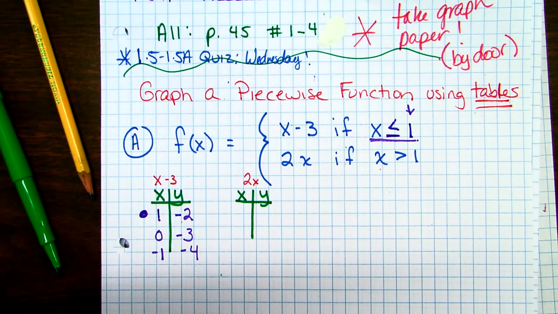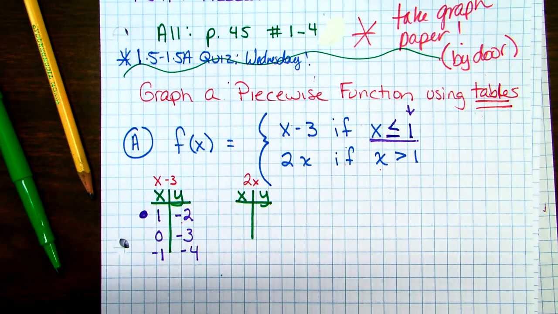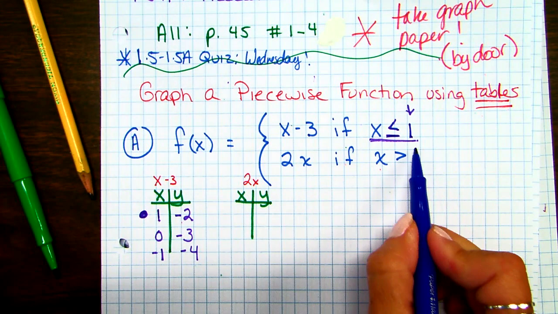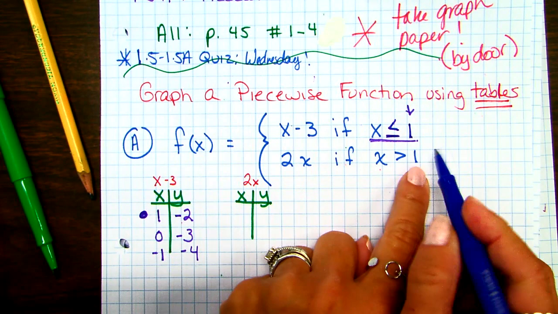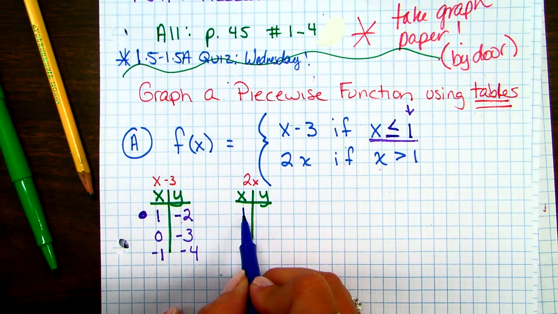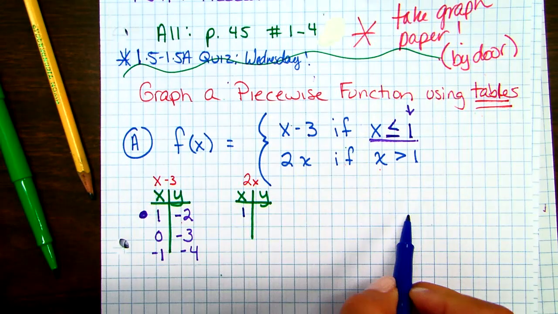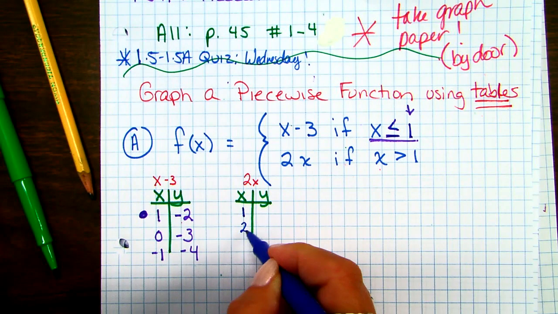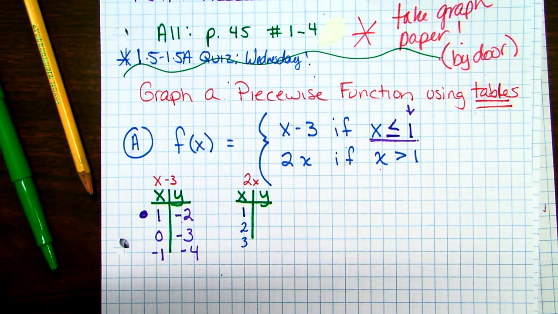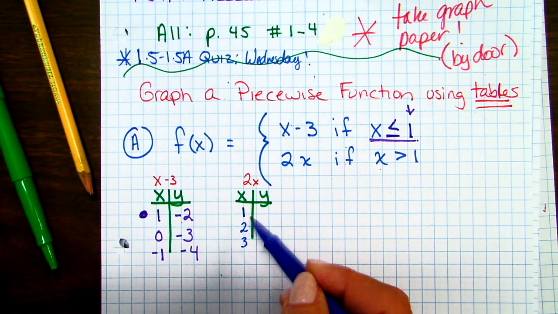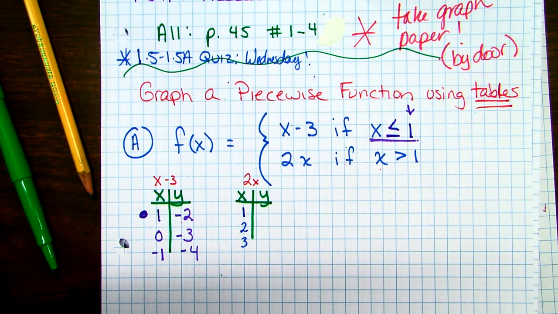Now we're moved to the second piece of our piecewise. Just like we did in the other one, I'm going to start out with whatever number is right here. So with 2x, they're starting with 1. And we want numbers greater than 1. All x is greater than 1. So let's just pick maybe 2 and 3. Could you pick any other values? Sure, pick whatever you want. But I always just pick numbers really close to it. It just makes it easier, right? Smaller graph, we don't have to go as far, okay?